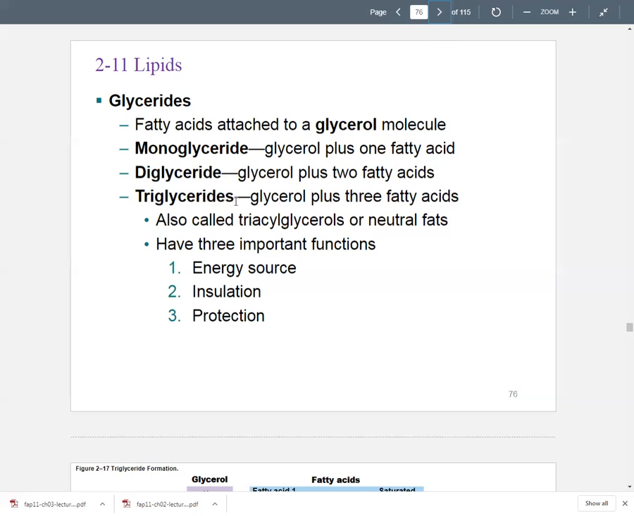So why are triglycerides important? Well, they provide protection for our bodies, some cushion. They also provide insulation, kind of trap heat inside your body. And they also are a source of energy.